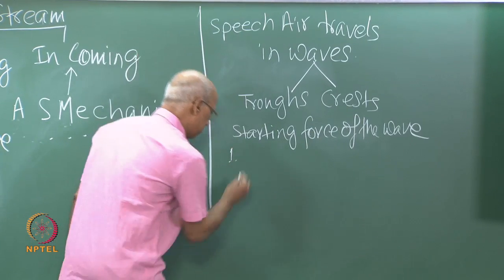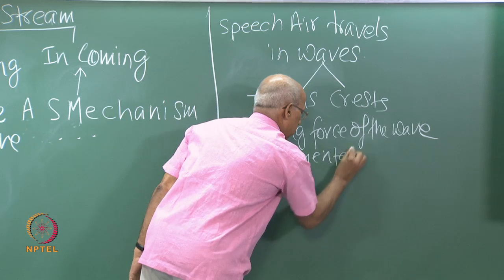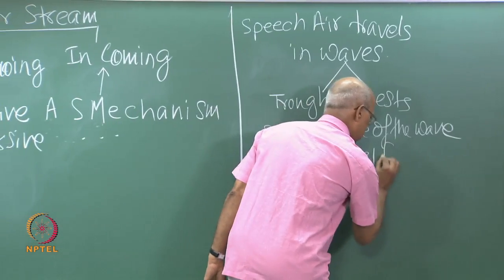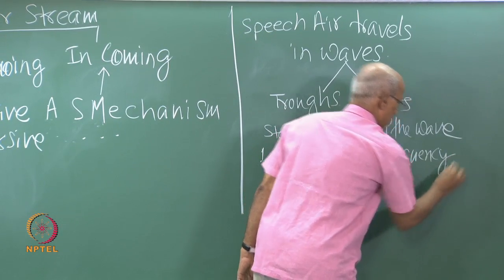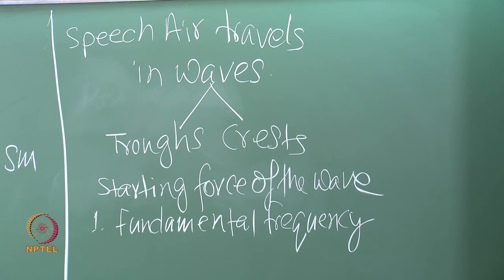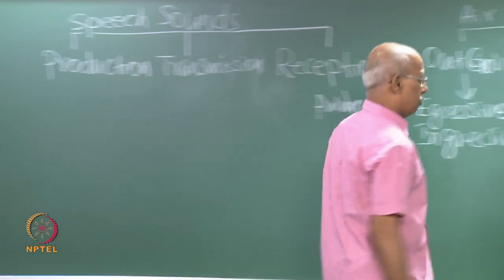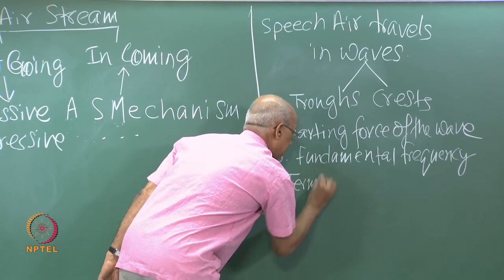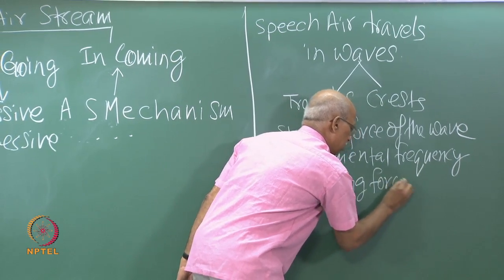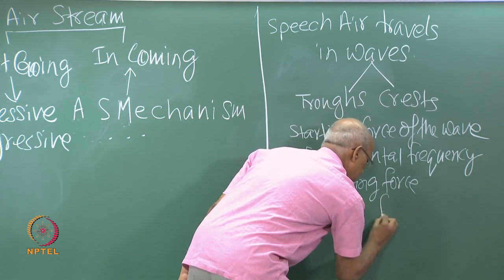Number one, please write. Fundamental frequency, the frequency at which the wave started. And the terminal, it cannot go beyond. It has reached its crest. Now it has to decline, it has to fall. So let's call it terminating force, or in the language of physics, call it formant frequency.